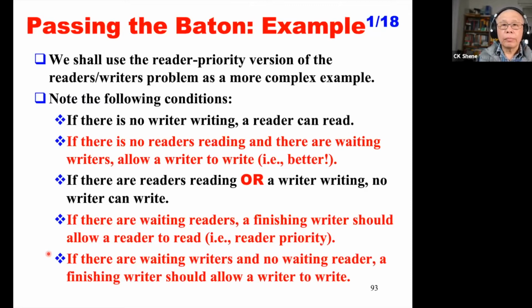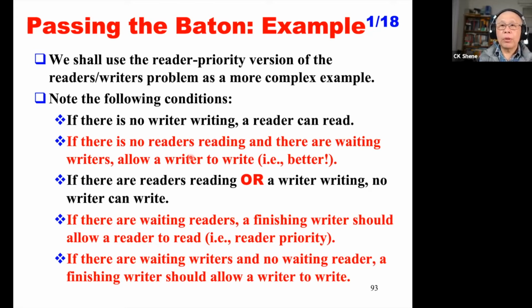So in this example, we shall use the reader priority version of the readers-writers problem. And we need to have some additional conditions. The first one is, of course, the old friend. If there is no writer writing, a reader can read. The second one in red is the new one. If there is no reader reading and there are waiting writers, allow a writer to write.